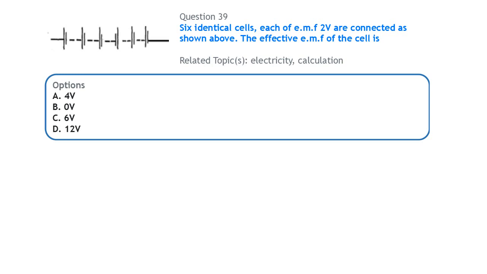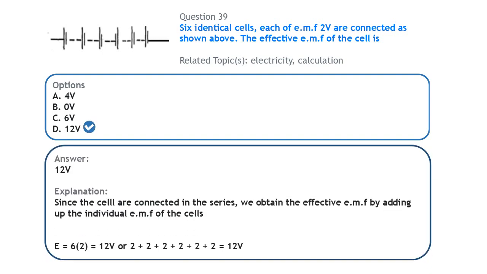6 identical cells, each of EMF 2 volts, are connected as shown. The effective EMF of the cell is the sum of the EMFs of each of these cells. So we have 6 cells and each of them has an EMF of 2 volts. So the total or effective EMF is going to be 2 plus 2 plus 2 plus 2 plus 2 plus 2, or we simply say 6 times 2, that will be 12.